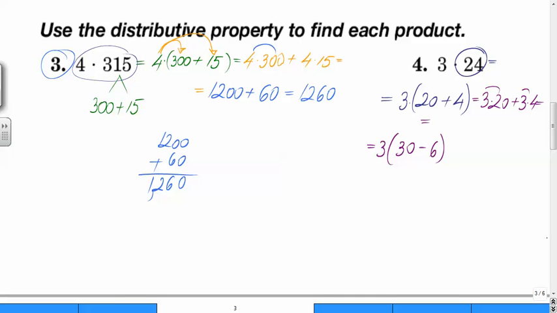3 times 20 will be 60. 3 times 4 will be 12. The answer is 72.